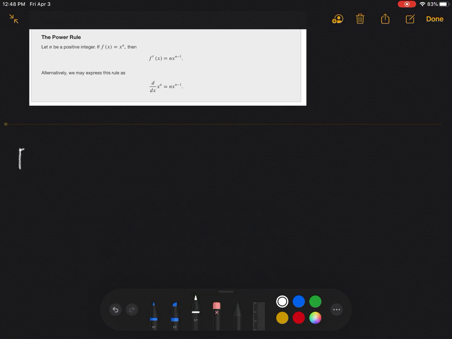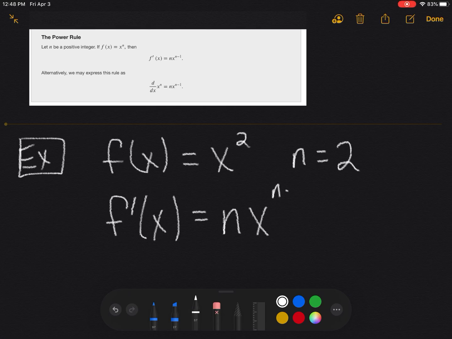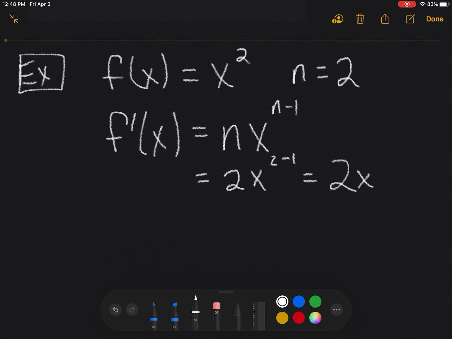Okay. So let's do an example using this power rule. So let's say we have f of x equals x squared. So in this case, n is equal to 2. So the power rule says f prime of x is equal to n x to the n minus 1. And in this case, n is 2, so that would mean this is 2x to the 2 minus 1, or 2x. So then f prime of x is equal to 2x, and that's our final answer.